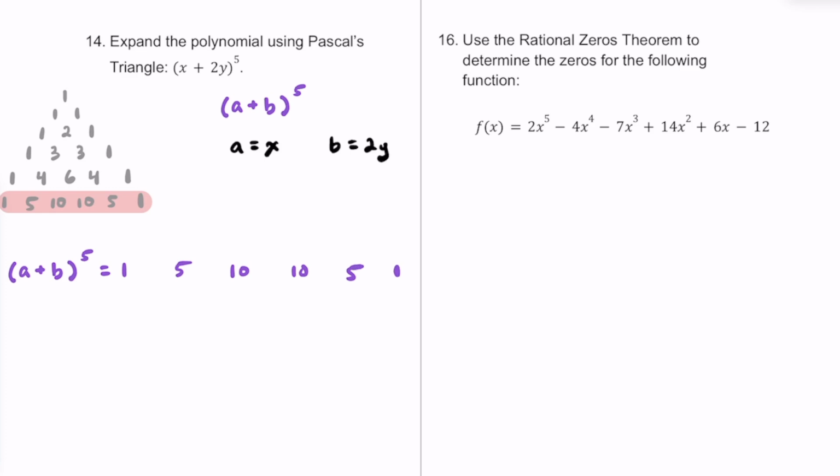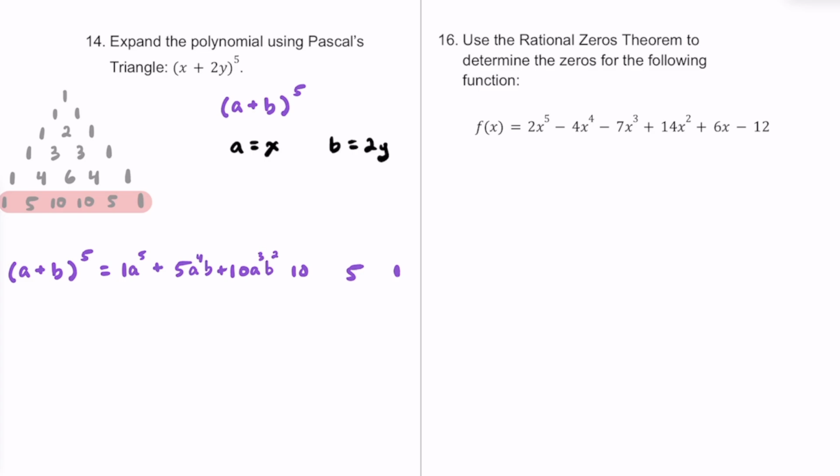Then what we do is we take our a value and raise it to the 5th power and then raise our b value to the 0th power. So b to the 0th is just going to be 1, so I'm not going to write it. And then we're going to lose a power from the a, so it's a to the 4th power. We're going to gain an exponent from the b, so it's b to the 1st power. After that, we're going to go down one more degree for a, so it's a to the 3rd power, but b is going to gain a degree.